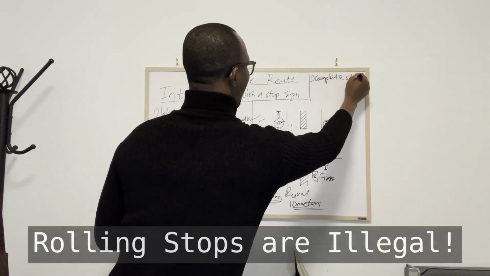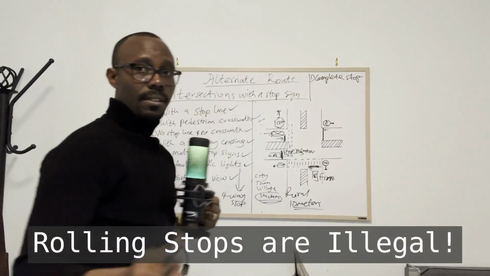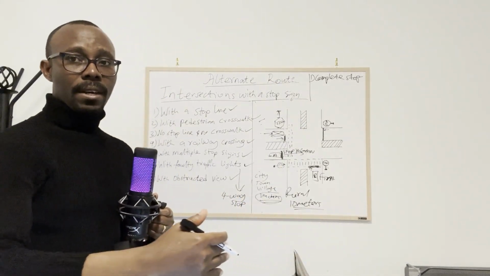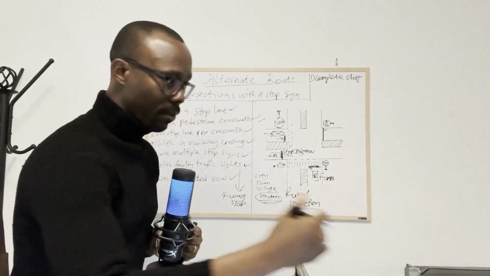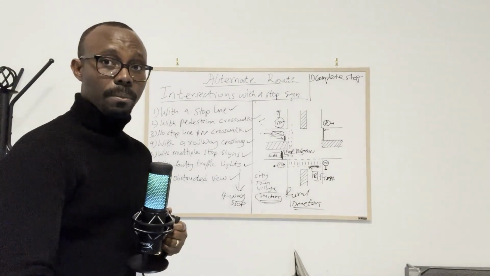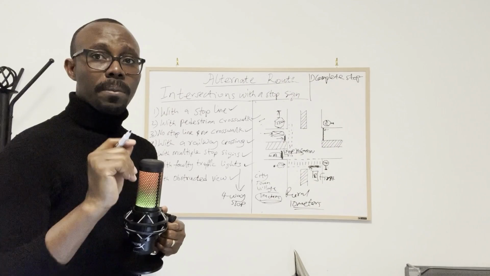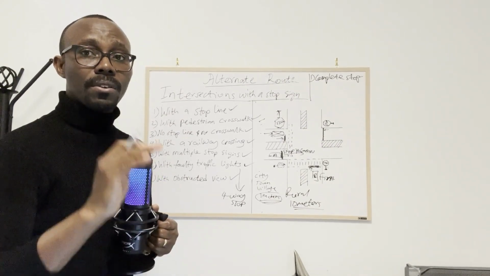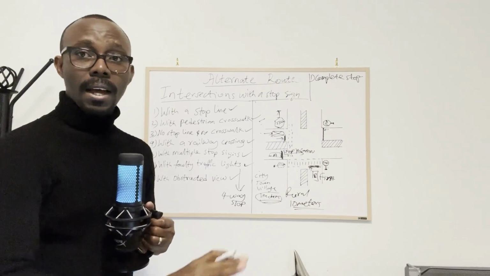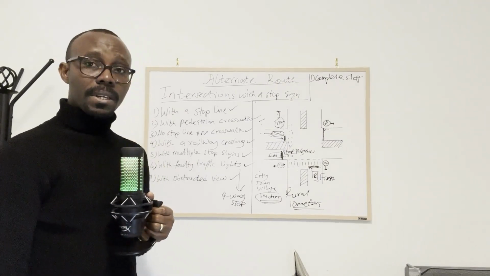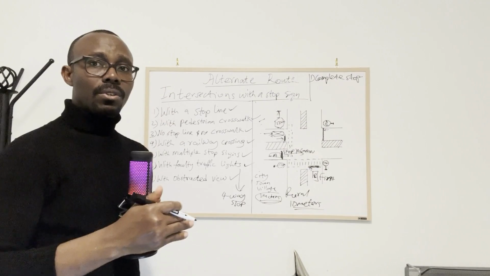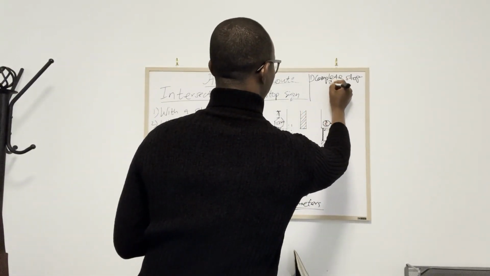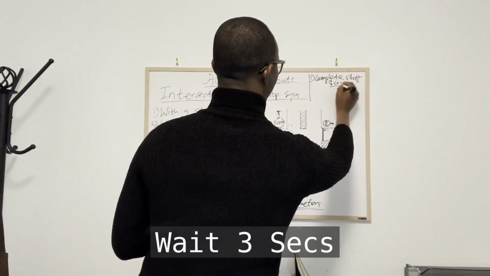Now, rolling stops are against the law. So if you stop your vehicle and you just roll off, like you step on the brake, the vehicle stops, and you release the brake, you roll. That is a rolling stop. It's against the law. If you are taking your road test, it's an automatic failure. That will be considered failing a stop sign, and that will make you fail the test immediately. So what you need to do is come to a complete stop, wait at least 3 seconds before you proceed.